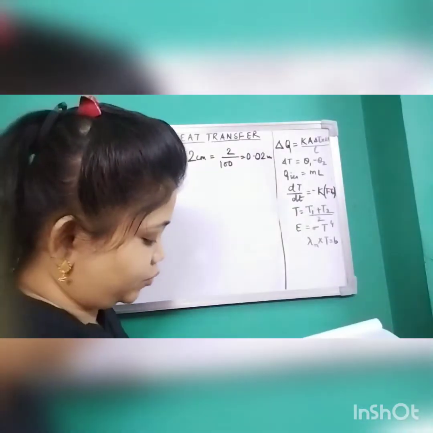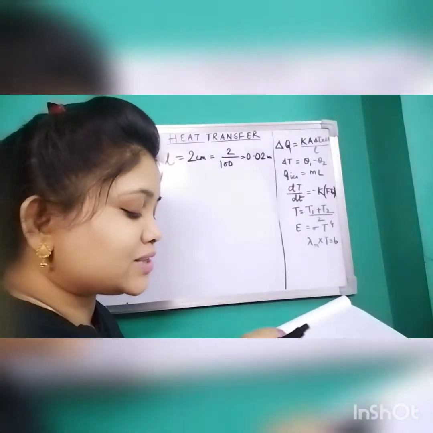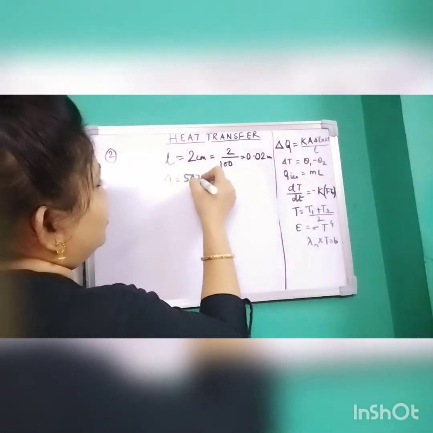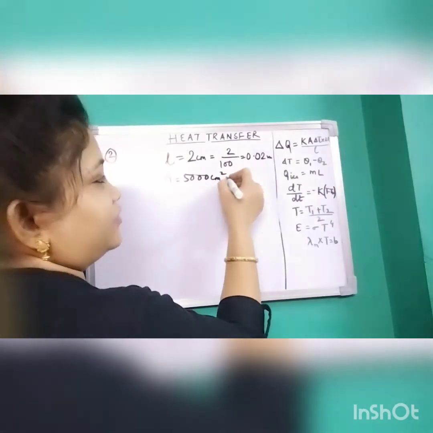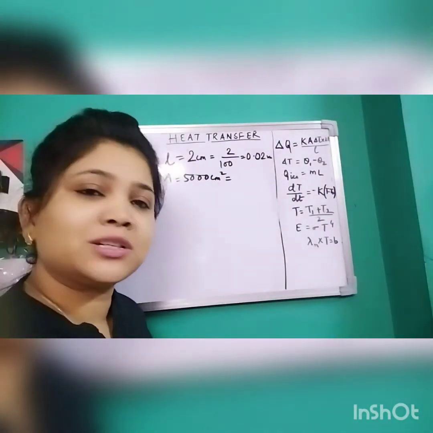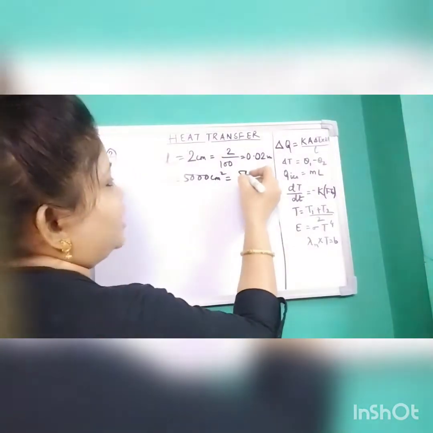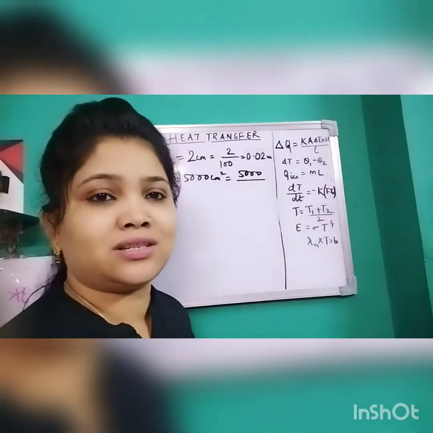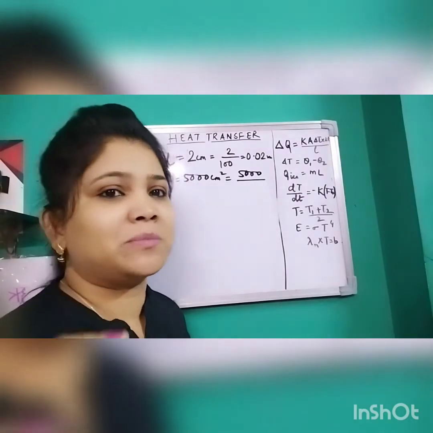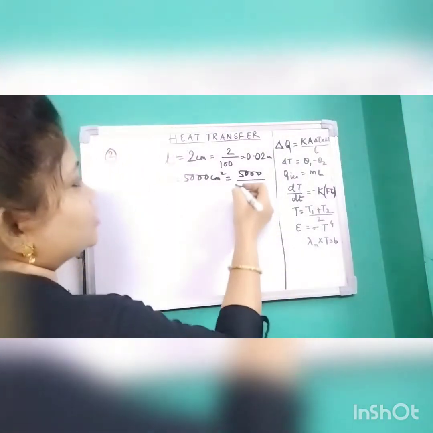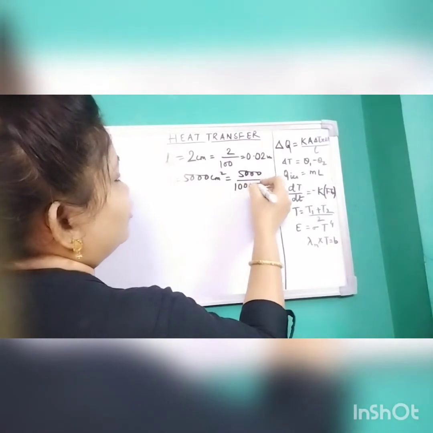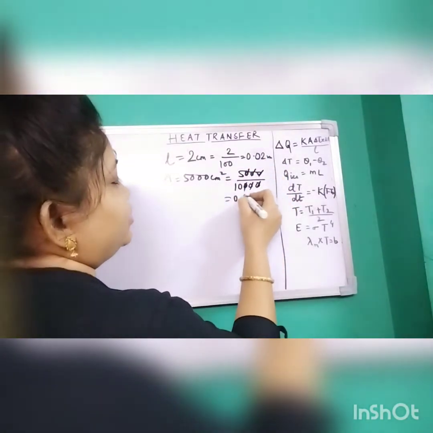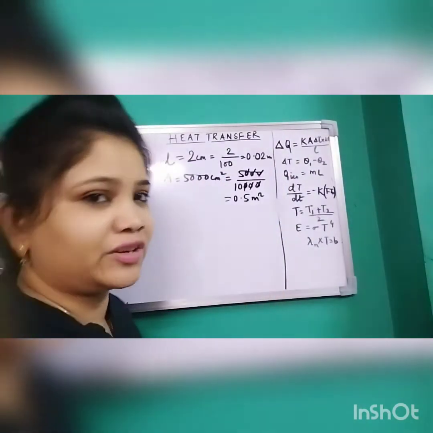Done. Next, what else is given to us? 5000 centimeters square. That means area is given as 5000 centimeters square. Now obviously we have to convert into meter square. So that means 5000 by, now 1 centimeter is 1 by 100 meter, so 1 centimeter square is 1 by 100 whole square. That means with 1 there will be 4 zeros. So we cut it and we get 0.5 meter square. We have got the area.